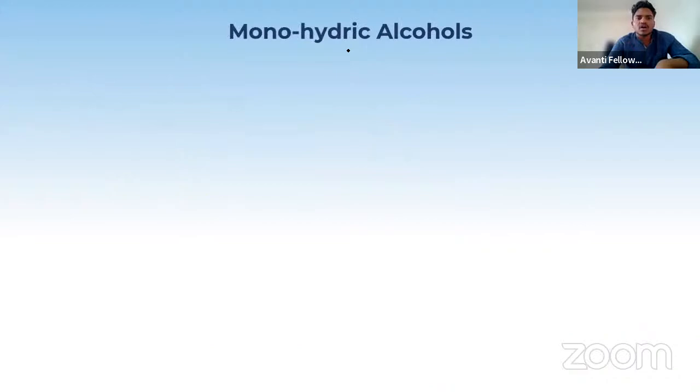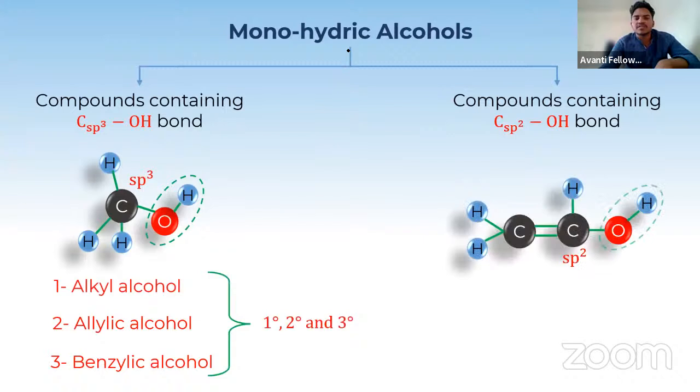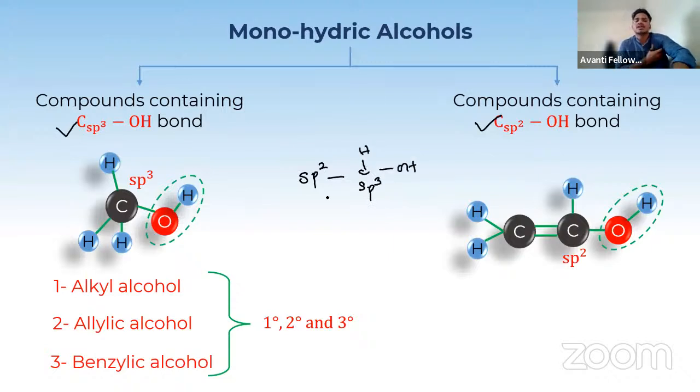Moving forward, how do you name the compounds, and what is the classification of alcohols based upon the number of carbons attached? So monohydric: if it is attached to an sp3 carbon, how are we going to name it? Alkyls can be primary, secondary, and tertiary. Allylic is basically an sp3 carbon adjacent to an sp2 carbon, bonded with OH. So this is usually called the allylic group.